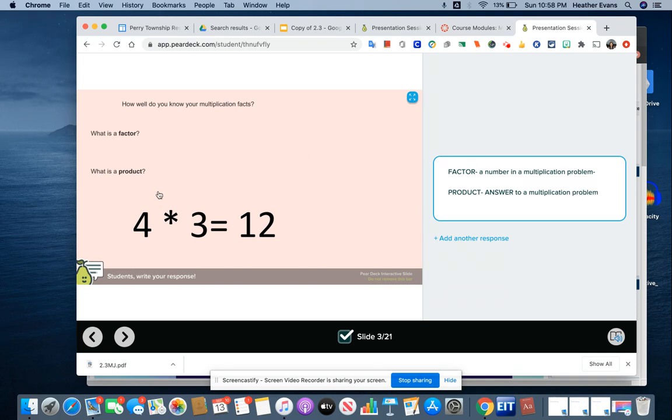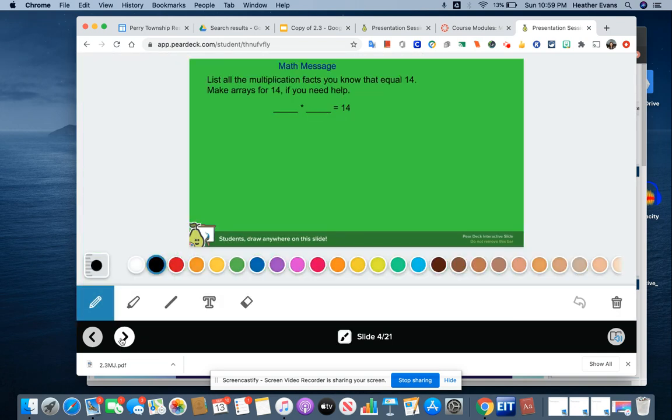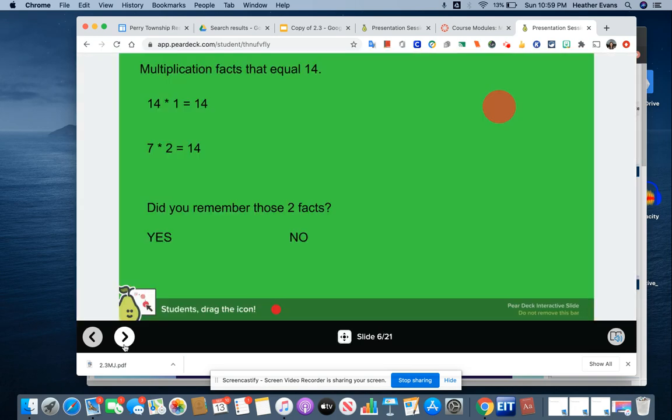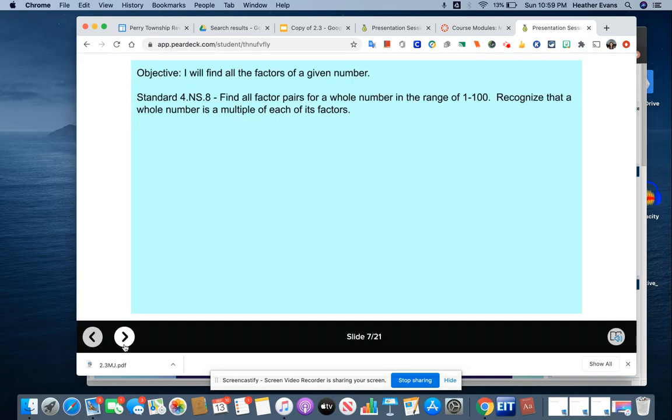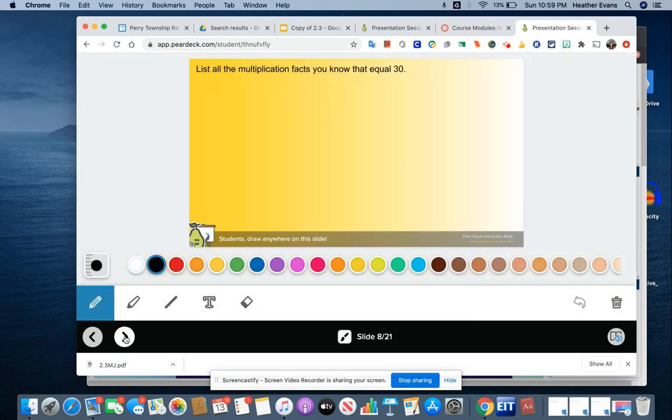Okay, so when I look at this problem right here, 4 times 3, I've got a couple different things here. I've got factors, which are 4 and 3, and then I've got a product, which is 12, because that's the answer. So whenever you're talking about factors, know that it's the numbers in the multiplication problem, and then the product is the answer. So that's what we're going to be talking about today. So if we go ahead and come out here, I'm going to skip a couple ahead here. So we're going to be able to today give all the factors for a given number. I'm going to show you a couple different ways to do that.